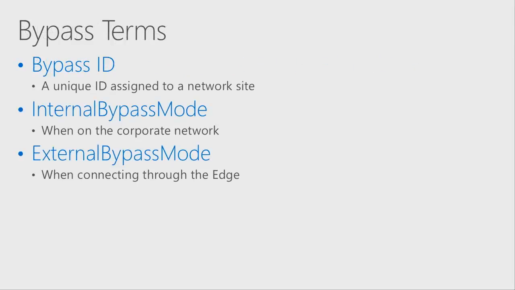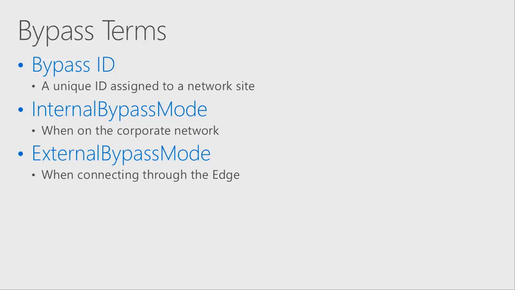So let's look at some of the terms we're going to cover. A bypass ID is a unique ID assigned to the network. So we're using the network sites the same as you do for CAC in this, and how we configure it. So a site is a collection of subnets. Internal bypass mode is used when we're on the corporate network. And then external bypass mode is used when connecting through the edge.